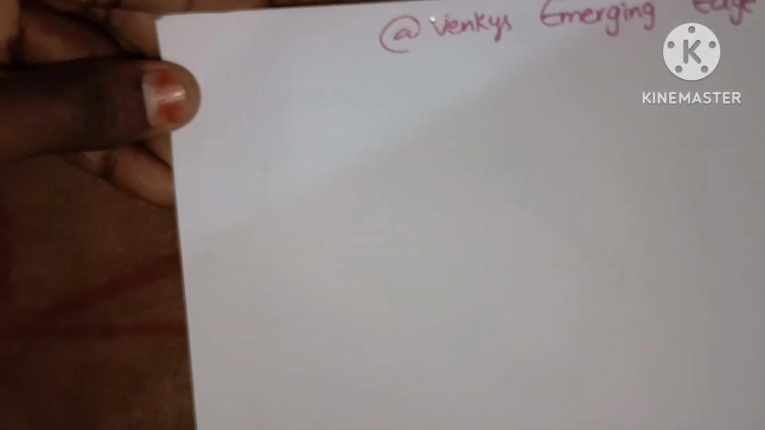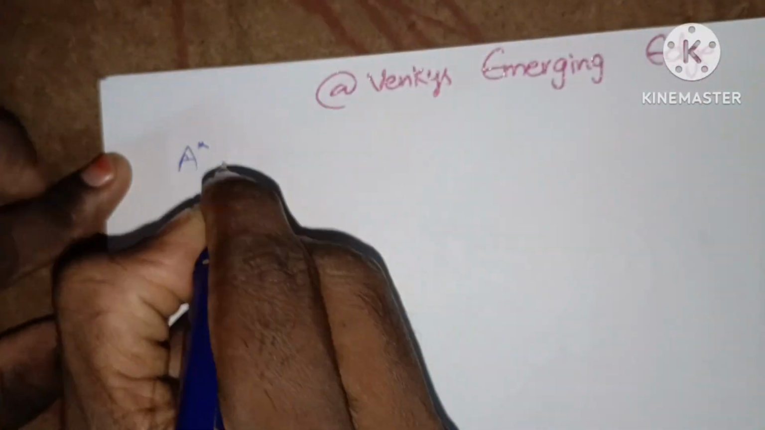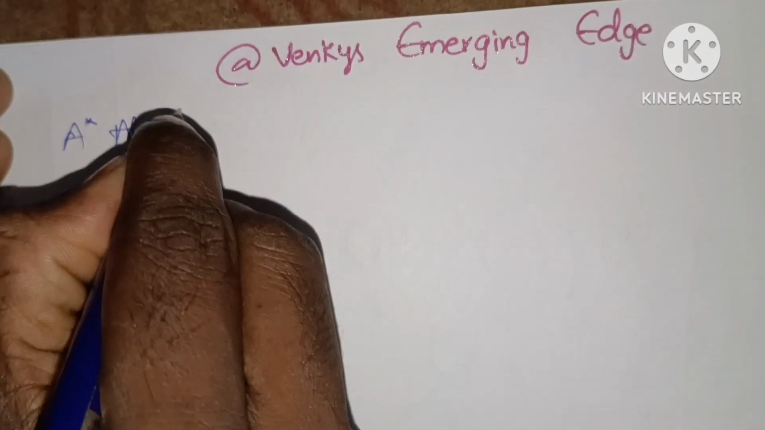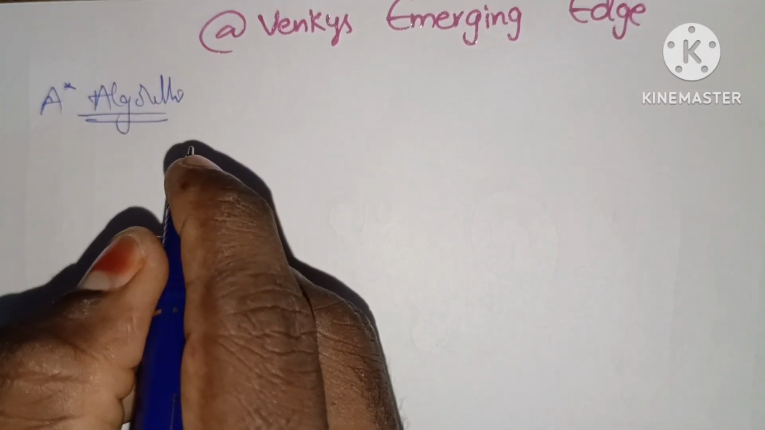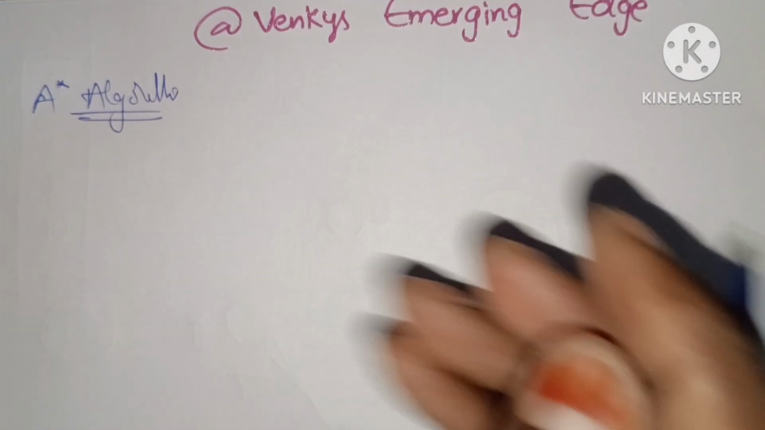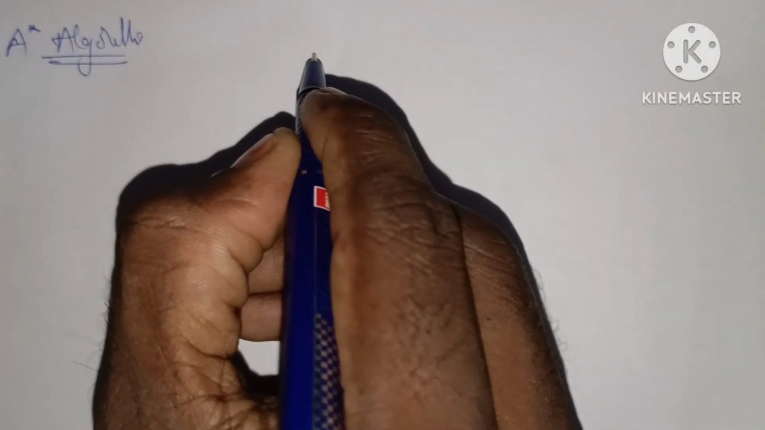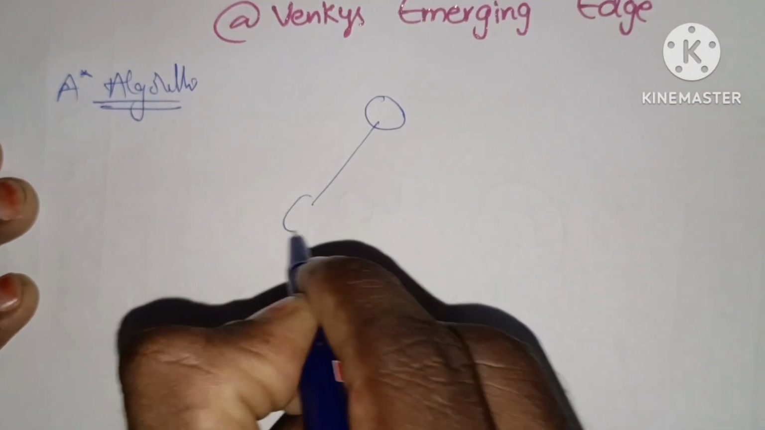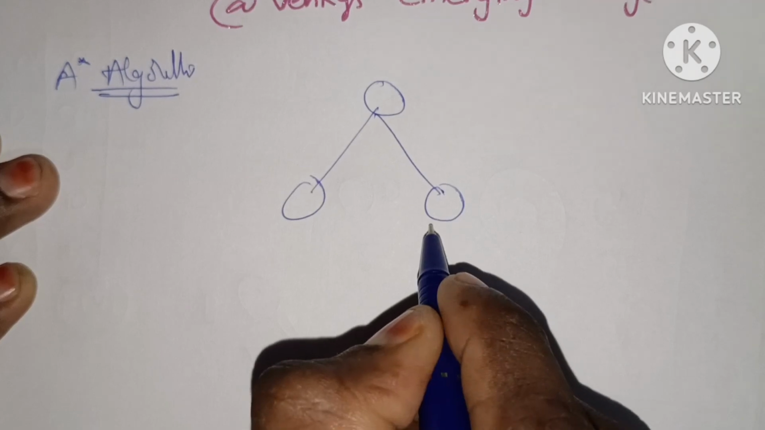Okay. Now, the A star algorithm. How do you implement the A star algorithm? In the A star algorithm implementation, for example, take one graph. For example, this is a graph, or it may be a tree.